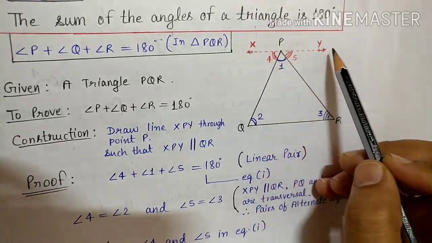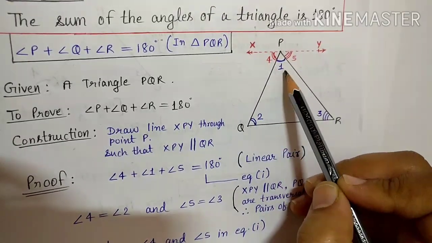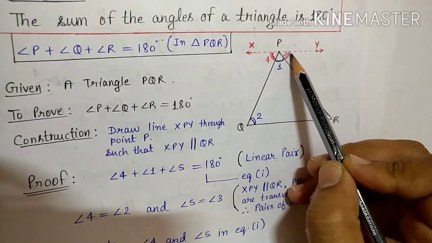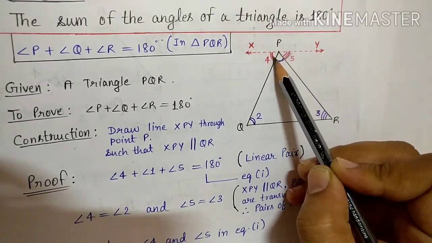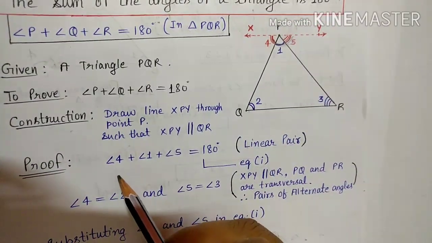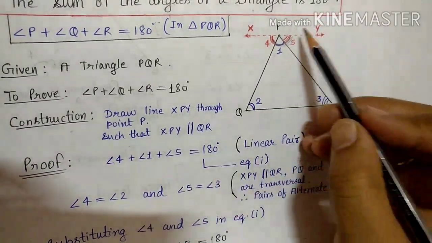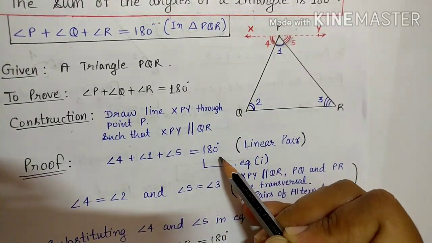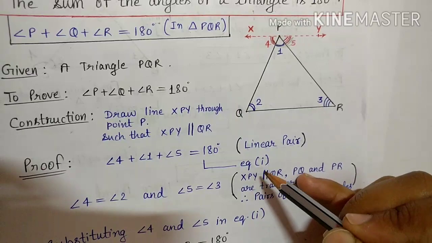Now when we have drawn this, we find that angle 4 plus angle 1 plus angle 5, when we include all these three angles, what are they making? A linear pair. So their sum, angle 4 plus angle 1 plus angle 5, because they are coming in a straight line, how much are they making? The sum is 180 degrees. This is our equation 1.